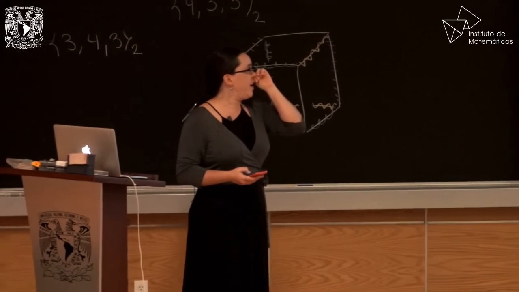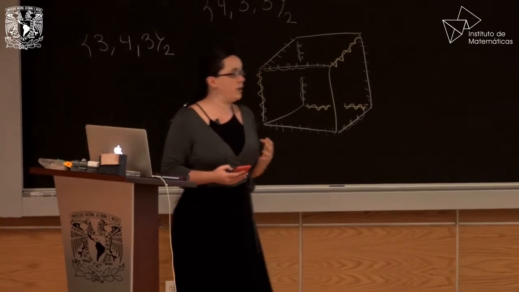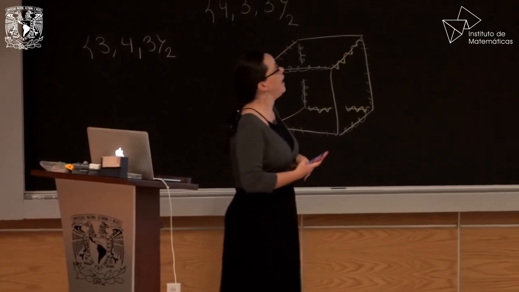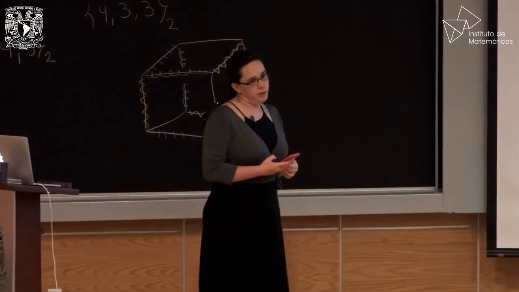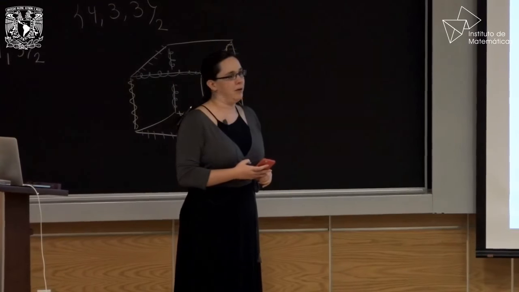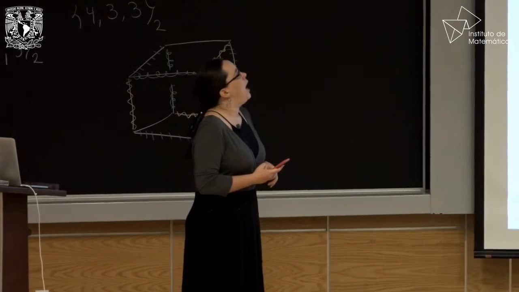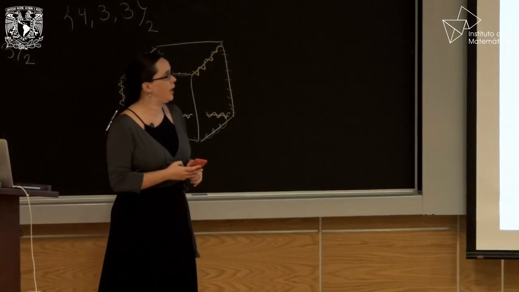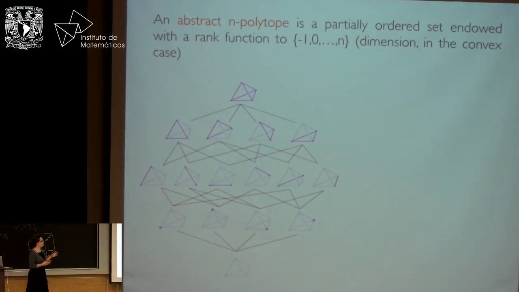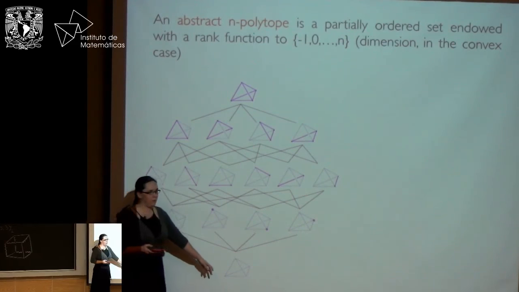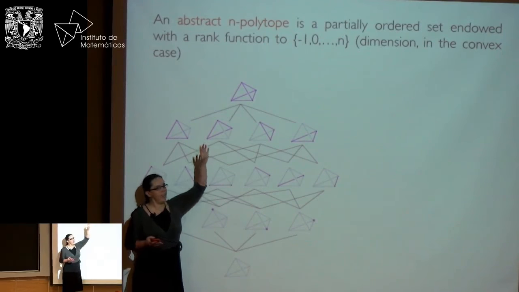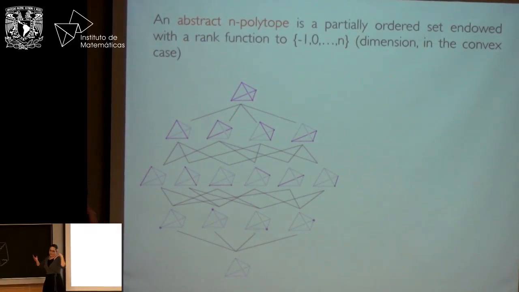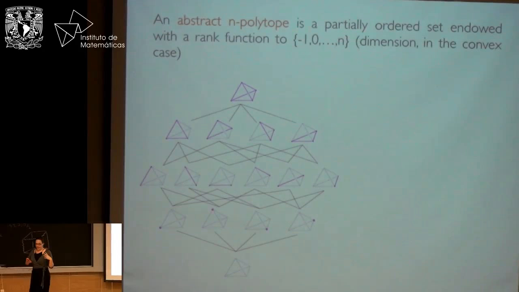So, and these are the objects that I mostly work with nowadays. It's an abstract polytope, that's the generalized honeycomb structure. And it's a partially ordered set that has a rank function that goes from minus 1 to n. And I often think of the dimension as the rank, although there is a gap there. The minus 1 is always the empty set, and the n is, kind of, I'm filling the structure that I have, so it's the entire thing.